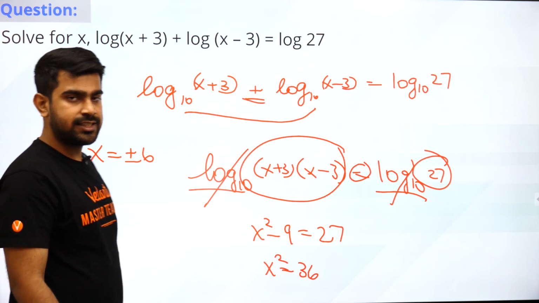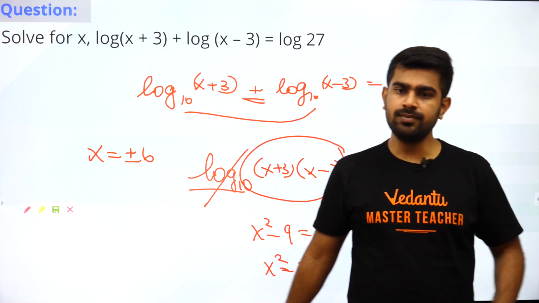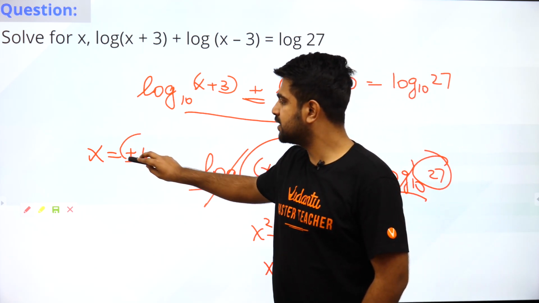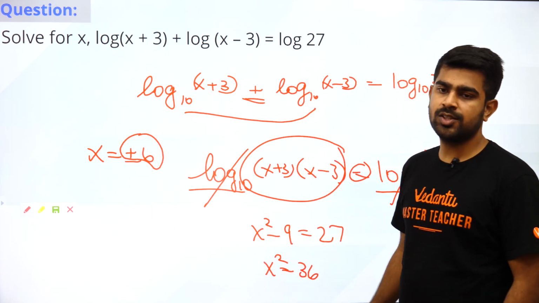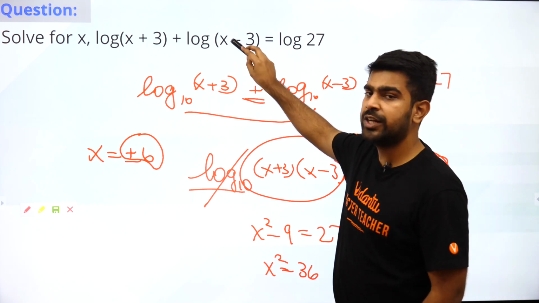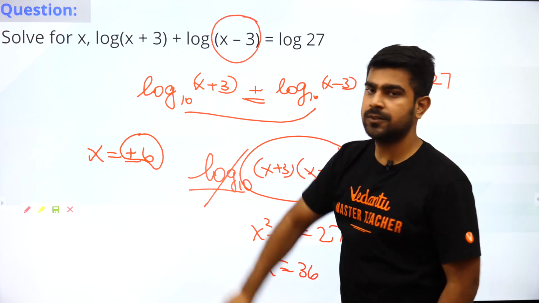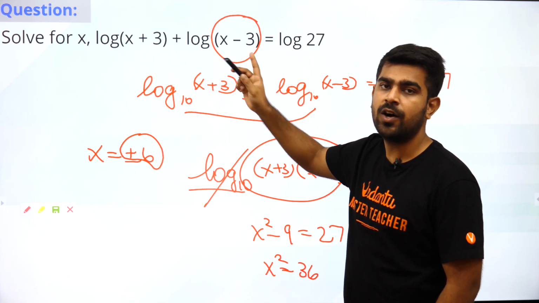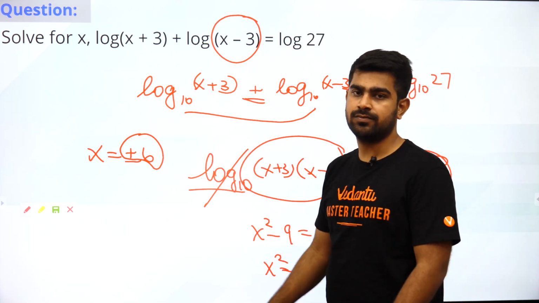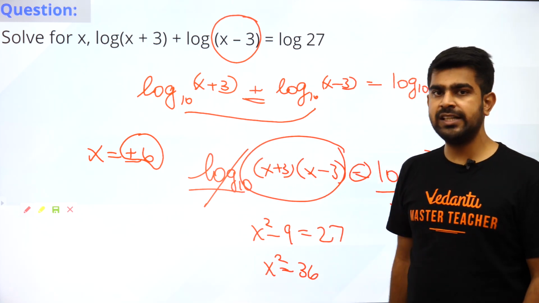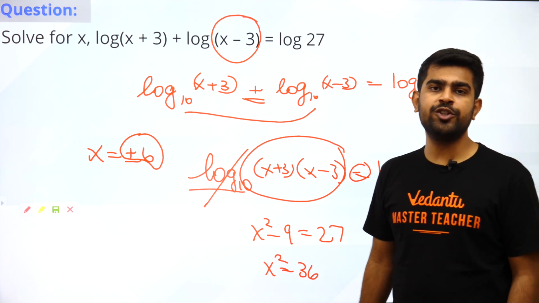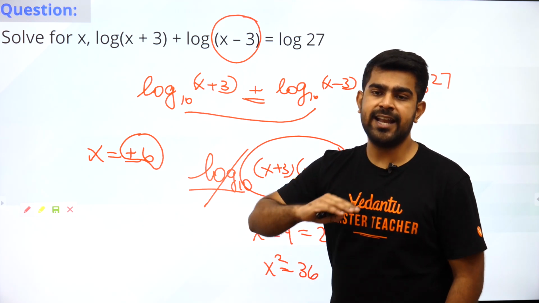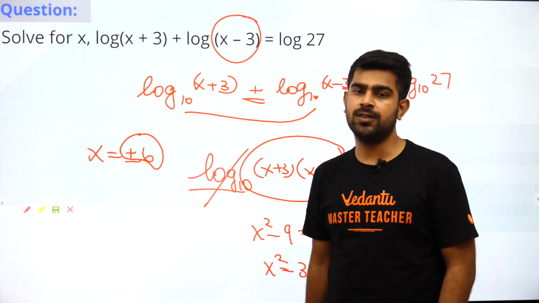But are both the answers correct? Can anyone tell me if both the answers are correct or wrong? Guys, only plus 6 is correct. Minus 6 is not correct because log cannot have something negative inside it. Log can never have something negative inside it. Whatever is inside log must be positive. So that is a rule. We will study more about it in detail when we get to the topic of functions. So that is why plus 6 is the answer. Minus 6 is neglected. You can leave that out.